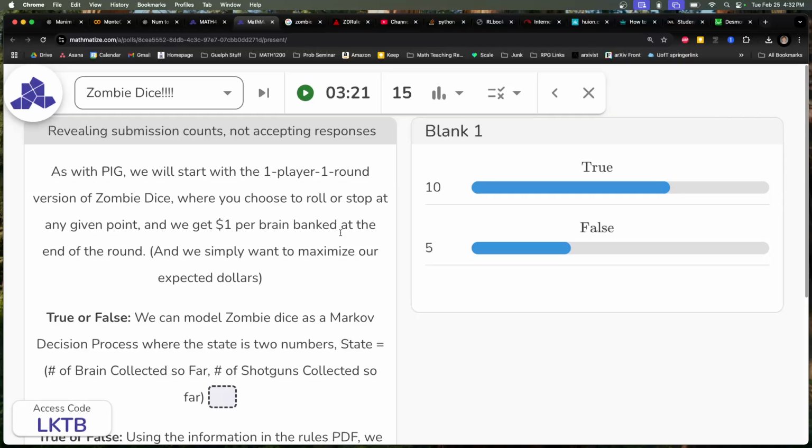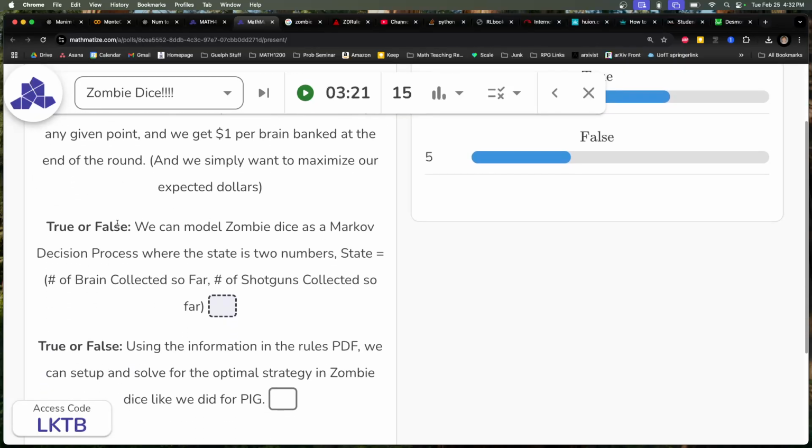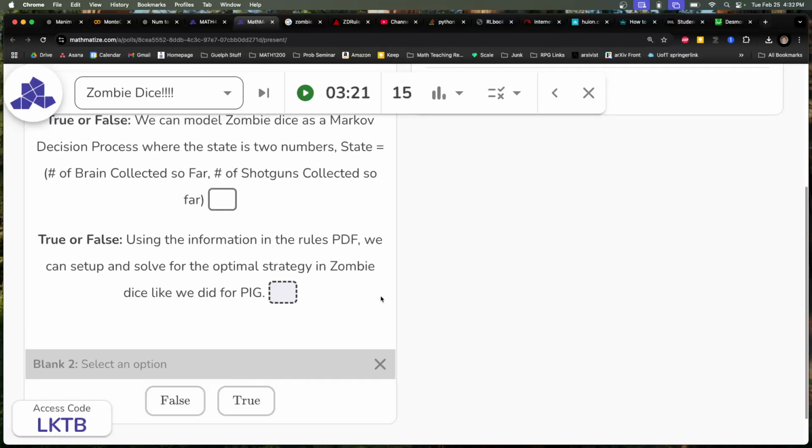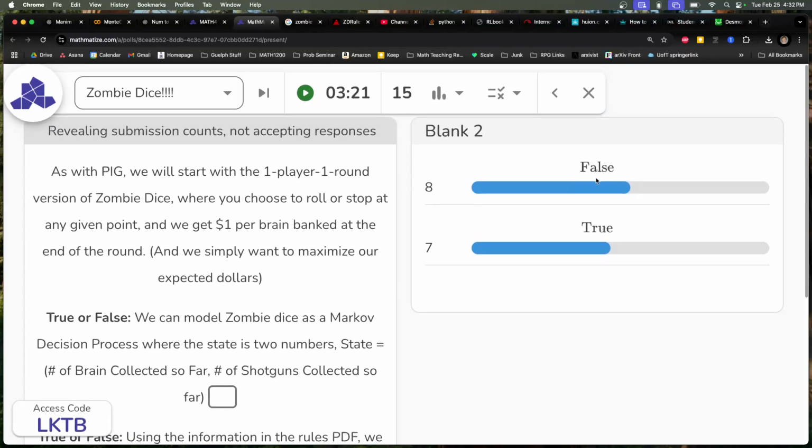So true or false? 10 people said true. 5 people said false. Number of brains collected and number of shotguns. That was for the first one. In the second part, can we solve it like we did for Pig using the rules? Very close. This one was false 8 and 7 true. So extremely close. Let's do a revote and see what you guys think.